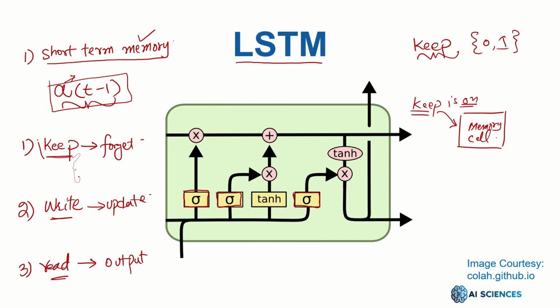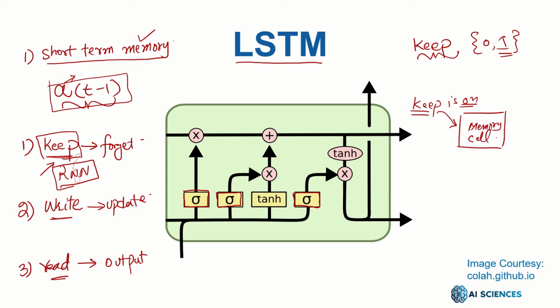And who will decide the value of the keep gate? The rest of the network will actually decide what the value of the keep gate should be. This is part of the training process, to find out the values of the keep gate for different training data. So the rest of the network will decide the value of the keep gate, and if the keep gate value is 1 or on, that means whatever there is in the memory will stay in the memory. And if the keep gate value is 0, that means whatever is in the memory, I should just throw it away or forget it.